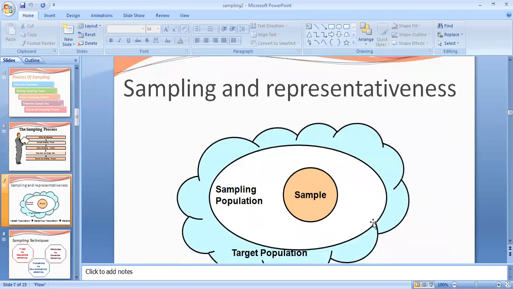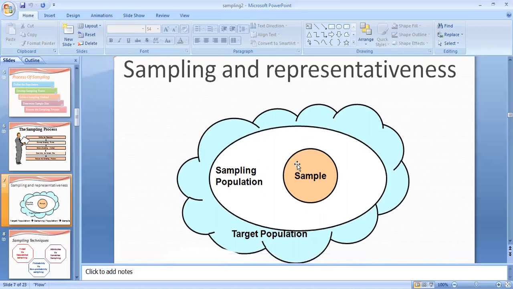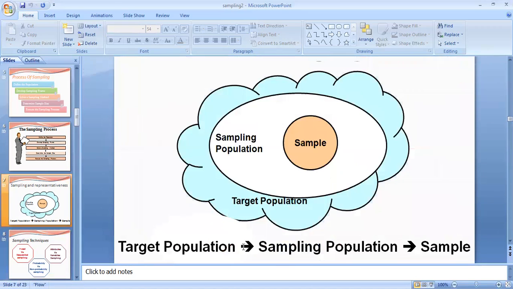Sampling and representativeness: this is the whole population, and this small circle is the sample, and you have to execute the sampling method on this sample only. Now the target population will be the sampling population. This is the whole universe or whole population. If the target population is this, then a smaller circle will give the sample.